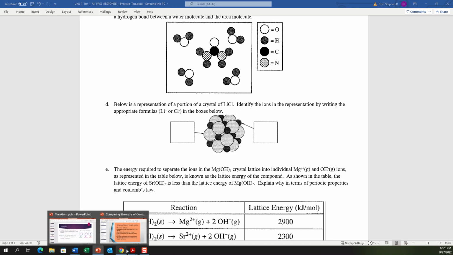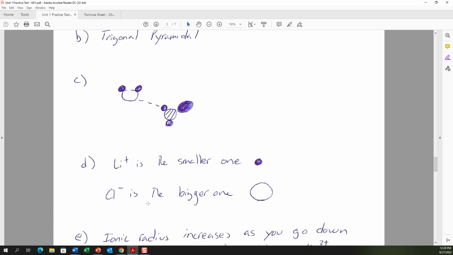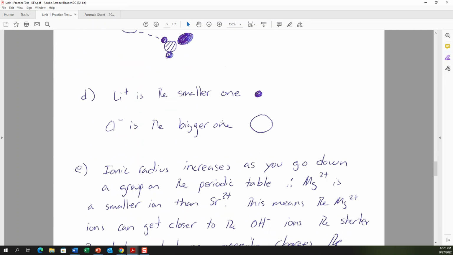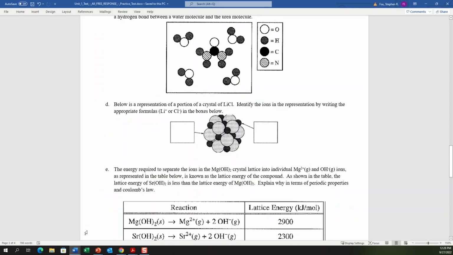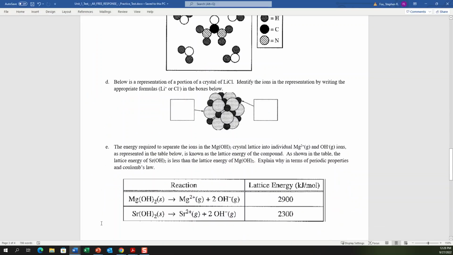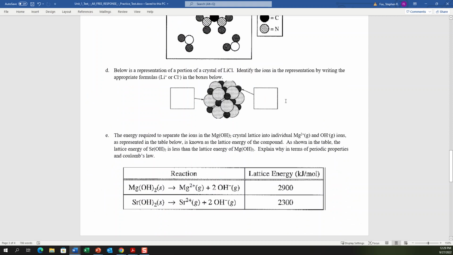So let's go to the key and see if that's what we said. Yeah, okay, basically. All right. But if you were writing this on your test, you would have lithium 1 plus here and Cl minus here.